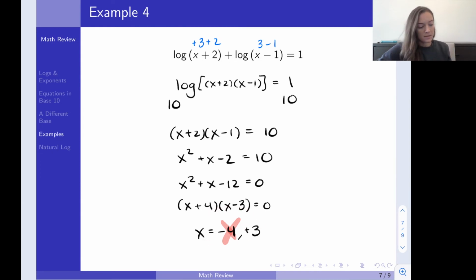Only one works. So whenever you're doing equations where you have something like a log, where if you take a log of a negative number, it's going to be undefined. Anytime you have something where your equation can be undefined, you always want to check your answers and make sure that they don't give you something that's undefined.